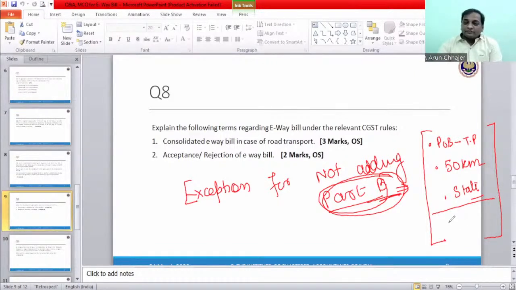And or from the transporter place to the ultimate consignee place, same 50 kilometers, same state. Then also it is not required to update the Part B.